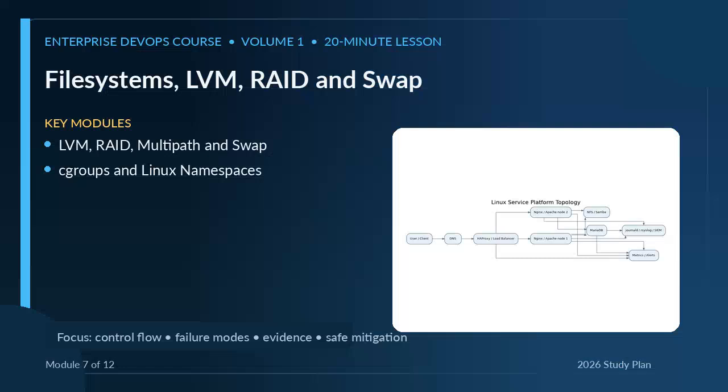File systems, LVM, RAID, and swap. The module on LVM, RAID, multipath, and swap establishes the following ideas. Logical and physical layers in an enterprise storage stack. Create an LVM-backed file system. LVM snapshots provide a point-in-time block view but are not a complete backup strategy.